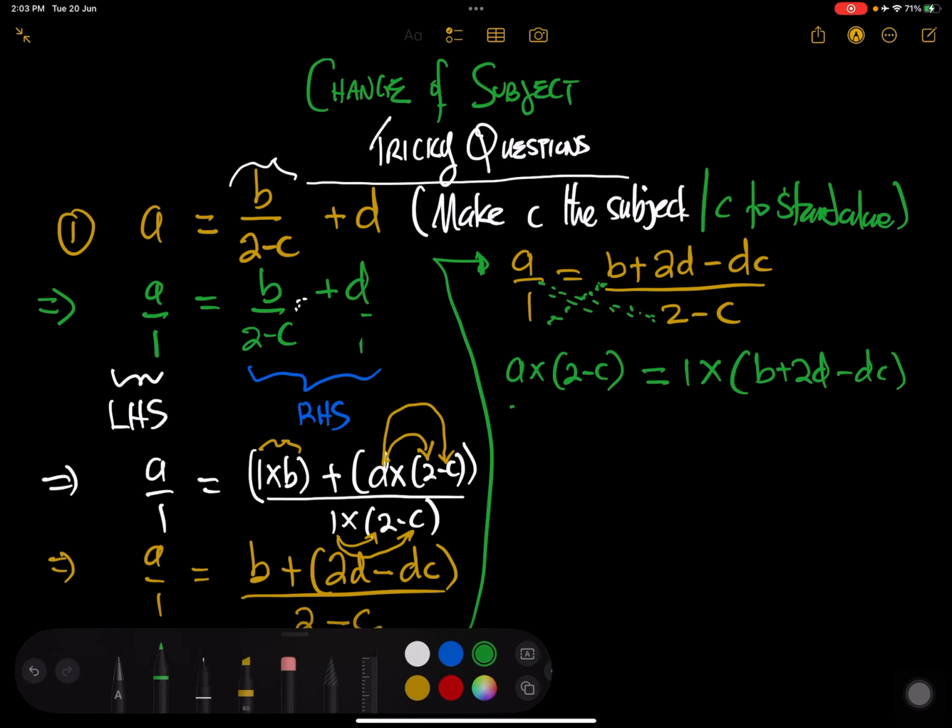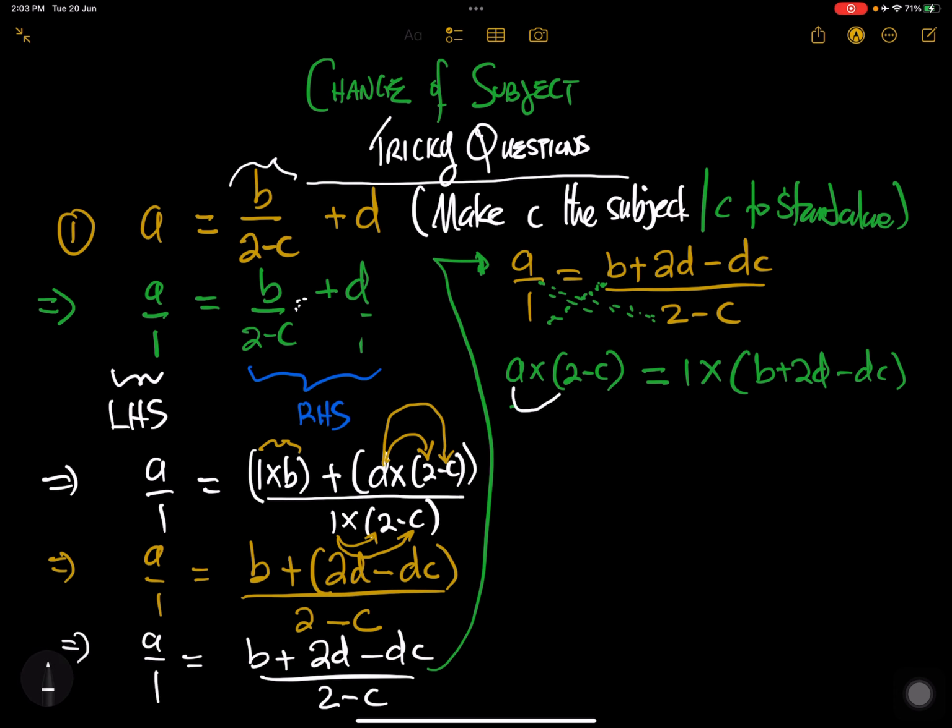So here we're going to have this A multiply this, and we're going to get 2A. And then the same A multiplying minus C, we're going to get minus AC, is equal to this 1 is going to multiply this B, we get B. 1 is also going to multiply the plus 2D, we get plus 2D. And then the same 1 is going to multiply this, we get minus DC.